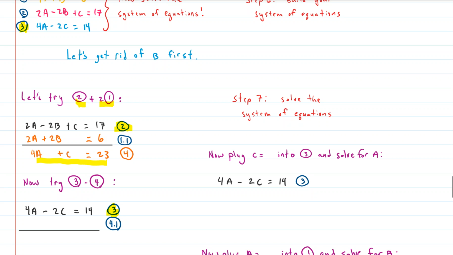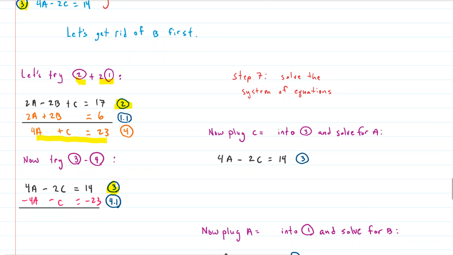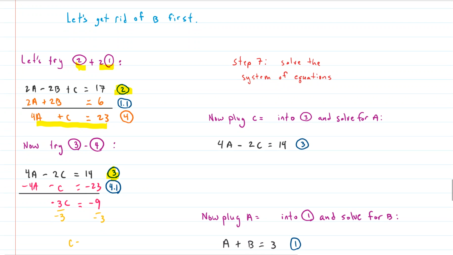So let's do that actual math. Equation 4 is 4a, so now we have -4a, minus c equals -23. When we add these two, we get 0 for the a's, and we get -3c equals -9. We can quickly divide by -3 and get c equals +3. Perfect. We've solved for c.